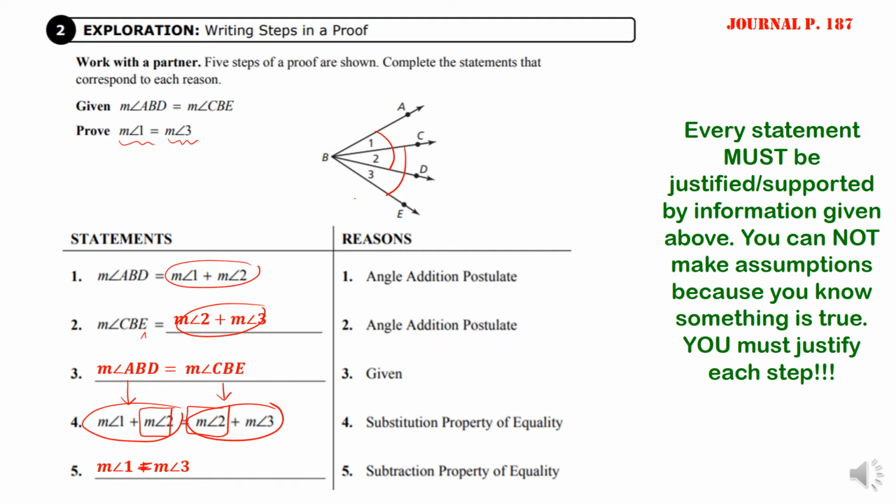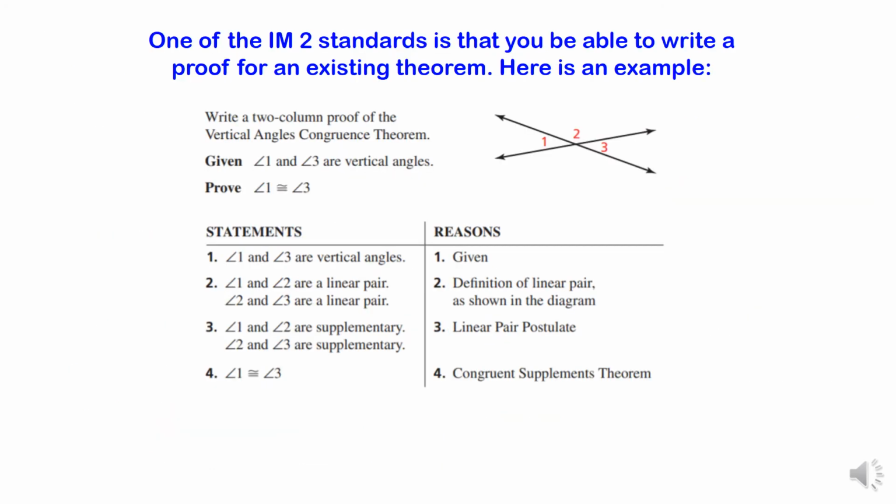All right. Okay, so one of the IM2 standards is that you have to be able to write a proof for an existing theorem. So this is an example of one of those. You can pause and look through it. The number one thing that you have to remember is that when you're trying to prove a theorem, you can't use the theorem as a justification in your proof. It can't be there. So you have to find another way to prove things. So look through this one and see how they did that.